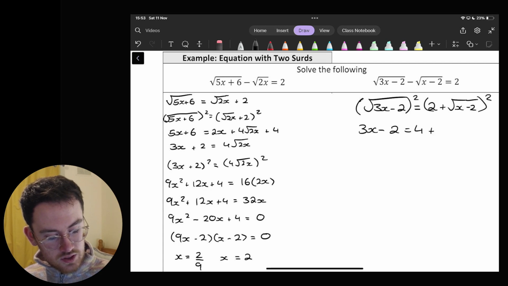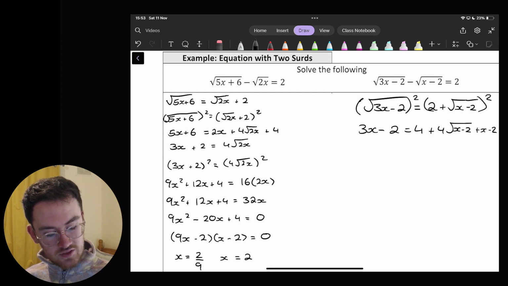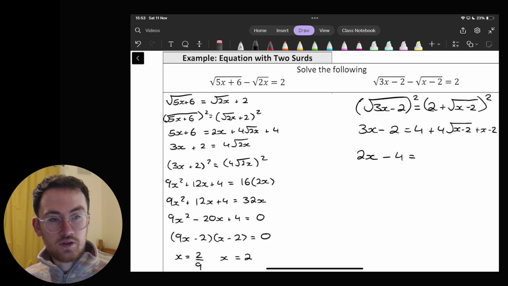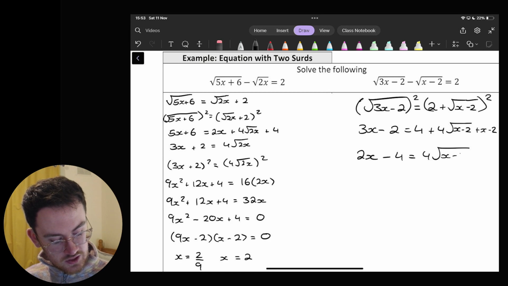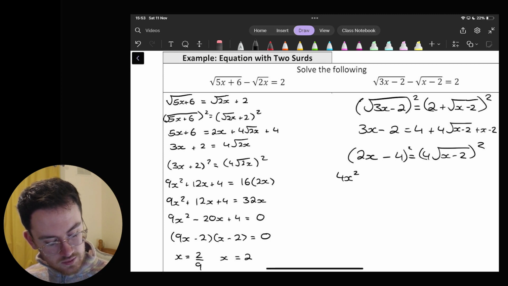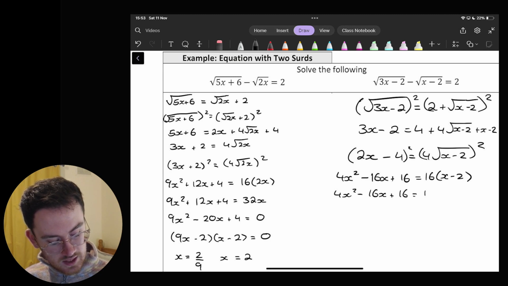4 plus 4 root x minus 2 plus x minus 2. Let's bring everything over to one side, anything that's not a surd. So bringing the x over, I get 2x here, and my numbers then give me minus 4 overall, equals 4 root x minus 2. So again, I'm going to square both sides here. So I get 4x squared minus 16x plus 16, and here I get 16 times x minus 2. 4x squared minus 16x plus 16 equals 16x minus 32.